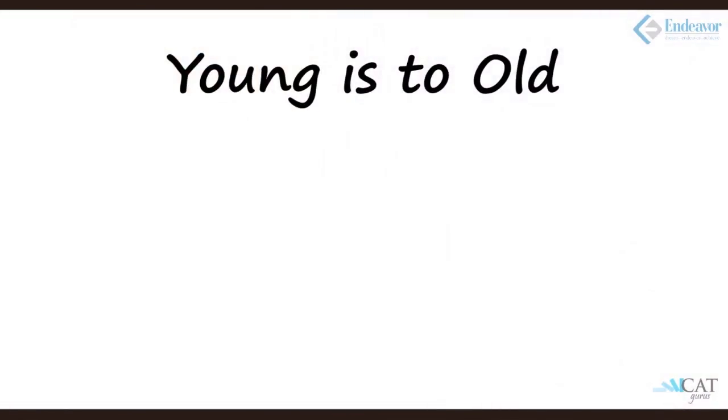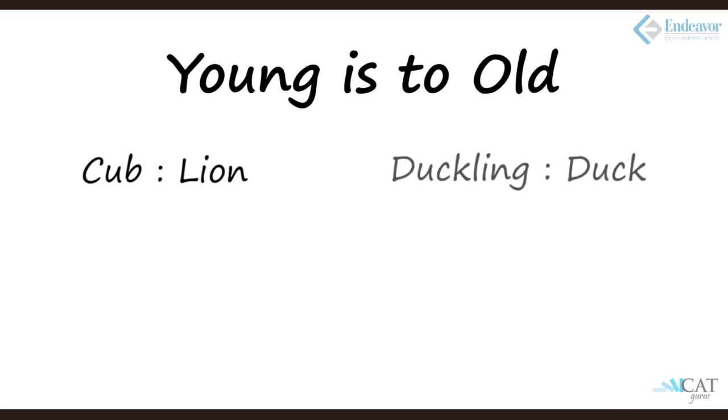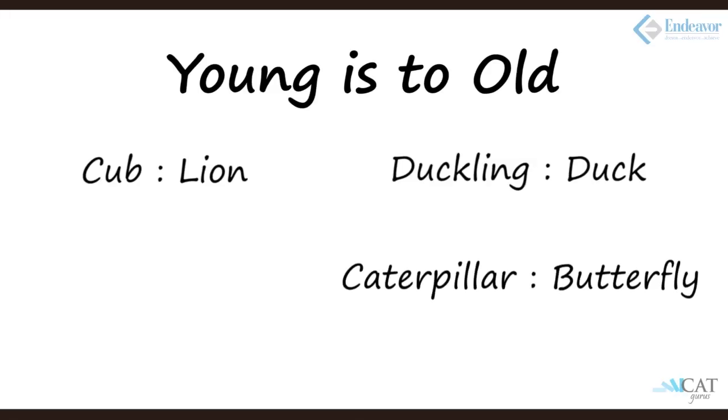The sixth pattern for today is young is to old. Say for example, a cub is to a lion, very commonly known to people. Duckling is to duck, also known. If I just extend and say caterpillar is to butterfly, since school we know that. But what is the young one of a rabbit? Now this might be a question out of the vocabulary knowledge or the pool of vocabulary that you have. The word I'm looking for, the young one of a rabbit, is leveret, L-E-V-E-R-E-T.